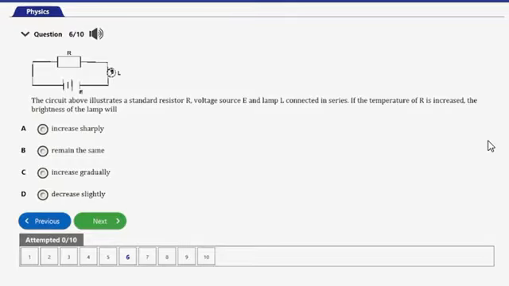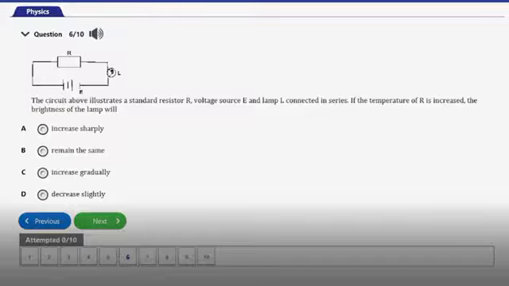So guys, for this illustration here, let's take note that an increase in temperature will actually mean an increase in resistance, or will lead to an increase in resistance in any way. So if an increase in temperature leads to an increase in resistance, that translates to an opposition to the flow of the current here. And guys, when there is an opposition to the flow of the current here, it means that the brightness of the lamp will decrease, and that's option D here. So guys, let's go ahead and consider the next question.